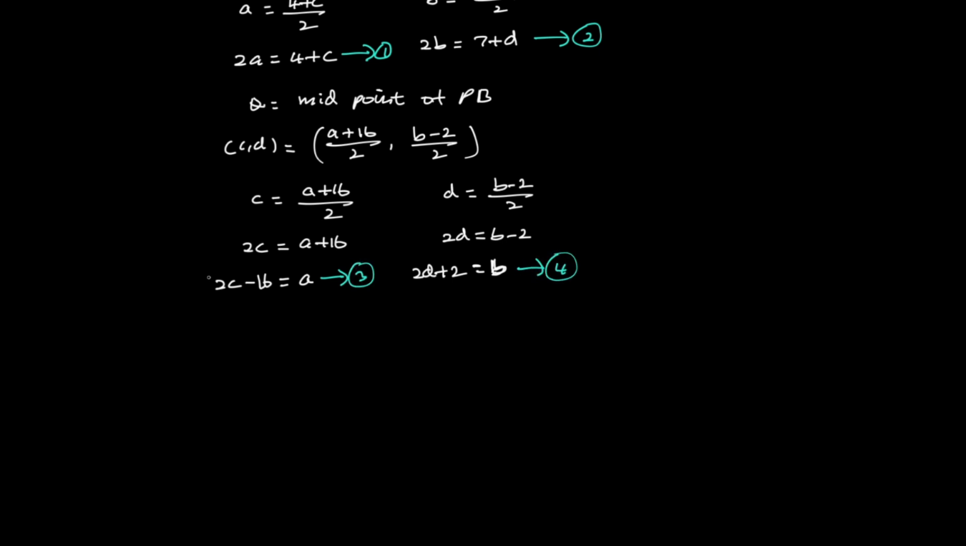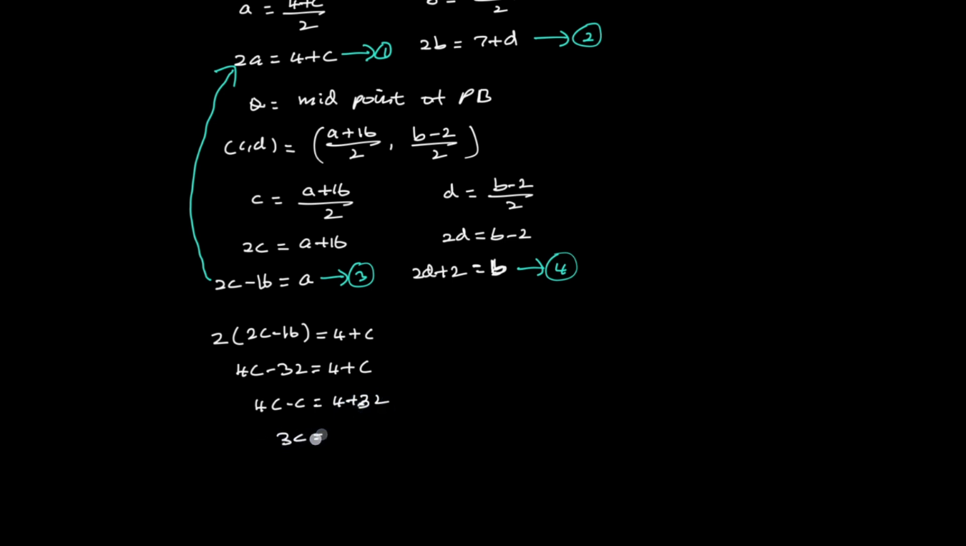Now substitute equation 3 in equation number 1. In equation 3 we have the a value; substitute it in equation number 1. So 2 into, instead of a, 2c minus 16, which is equal to 4 plus c. Now simplify this: 4c minus 32 equal to 4 plus c. So 4c minus c equal to 4 plus 32, and 3c equal to 36, and c equal to 12. So we found the value of c.